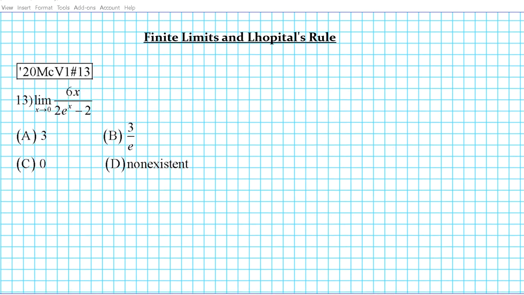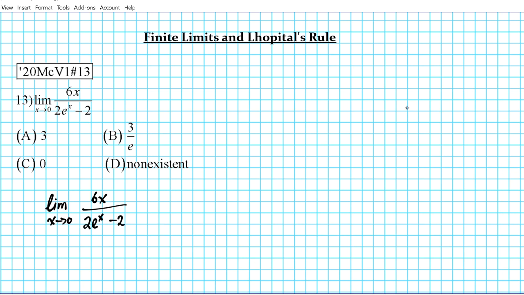Alrighty. Let's take a look at question number 13. On question 13, you're going to be assessed on how to find finite limits. Okay, so let's go ahead and attack the problem. So we want to find the limit as x approaches 0 of 6x over 2e to the x minus 2.